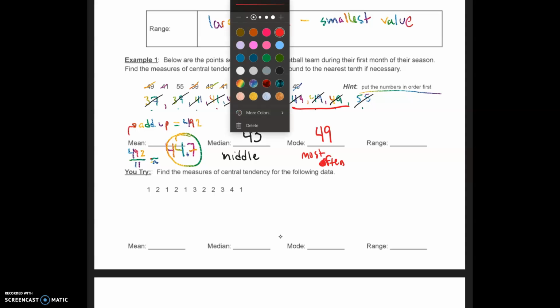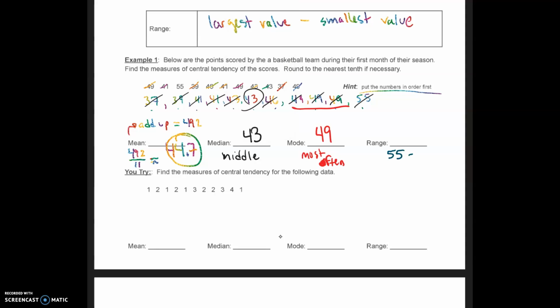Finally, the range. The range, once you've got these things in order, this is a pretty straightforward one. We're going to take the biggest value, which in this case is 55. We're going to subtract the smallest value, which is 37. And then the range, if I can do my subtraction correctly, is 18.